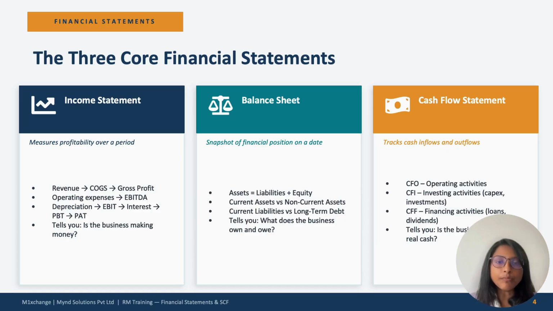The second is your balance sheet. Now, while the income statement gives me the entire picture over a period of time, the balance sheet will only give me a snapshot. It will not tell me what happened in an entire period, but it will tell me the position of the company at that particular date. So it tells what the business owns and what it owes on a specific day.